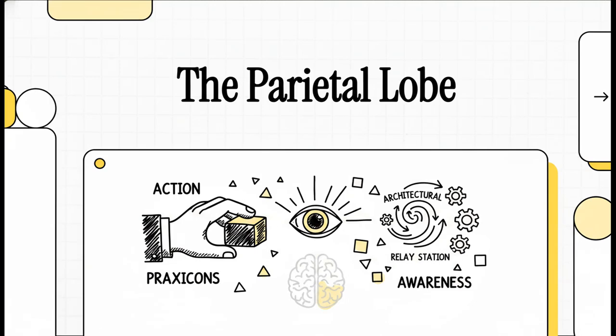All right, today we're moving back, just posterior from the frontal lobe, to take a deep dive into the parietal lobe. But we're not going to treat this as some simple sensory drop-off point, no. We're going to explore it as the master architect of action, the home of what are called praxicons, which are essentially the brain's internal learned formulas for how we actually interact with the world around us.